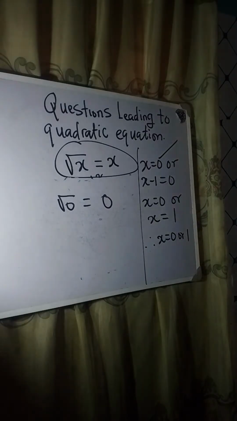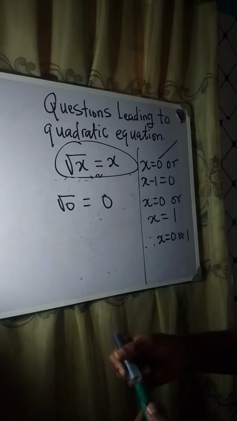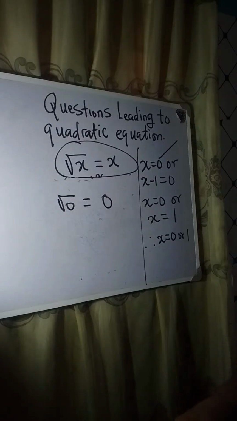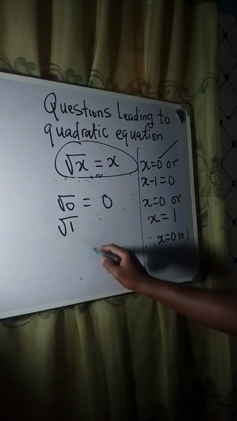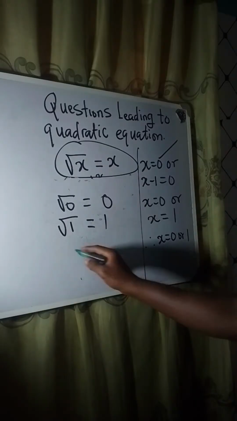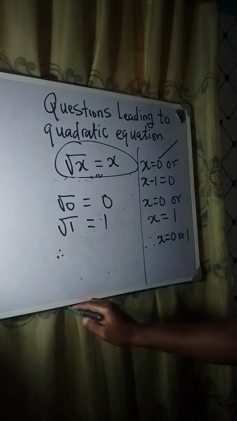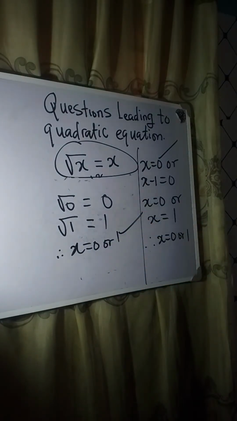Now, let's try 1. If we put 1 into this, we'll be having the square root of 1 equal to x, which is 1. And the square root of 1 is 1. So therefore, the two solutions, x equals 0 or 1, satisfy the given equation.